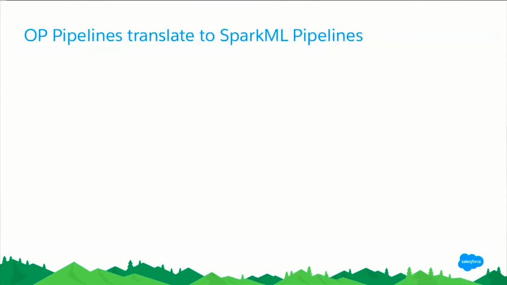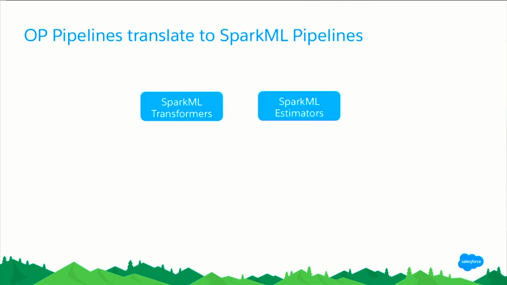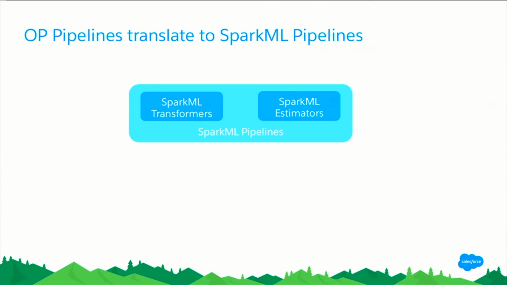All right, so what happens is under the hood, all our Optimus Prime pipelines actually translate to SparkML pipelines. So SparkML has essentially these two fundamental concepts of transformers and estimators. A transformer is something that takes a bunch of data frame columns and produces a new column. And an estimator is an algorithm that's applied to a bunch of columns to produce a new transformer. And so a SparkML pipeline is essentially a bunch of these transformers and estimators stitched together. And our Optimus Prime pipelines are essentially a wrapper around all of this.